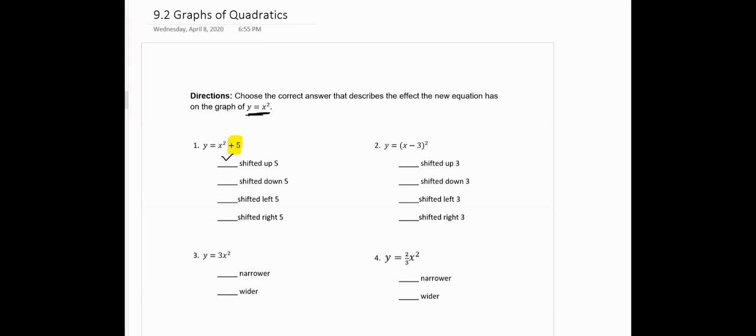Now this number that is subtracted or added inside the parentheses, to me is just opposite of what is intuitive. You normally think of that minus 3 as shifting to the left, but actually it's going to be shifting to the right. On problem 3, my coefficient is more than 1. So that means my graph is going to be narrower. And here in problem 4, I have a fraction that is less than 1. So that graph is going to be wider.